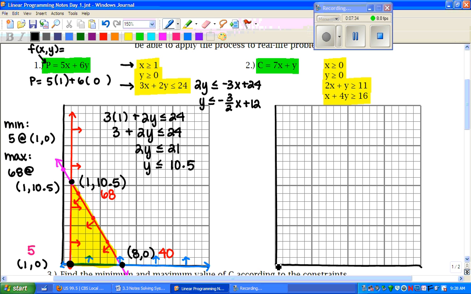If I were to graph the constraint x is greater than or equal to 0, that's actually going to be your y-axis, and it's already drawn there. So go ahead and put your arrows in. Greater than means you're going to shade to the right. If I look at the second constraint, y is greater than or equal to 0 is the x-axis down at the bottom. Greater than or equal to means I shade above.